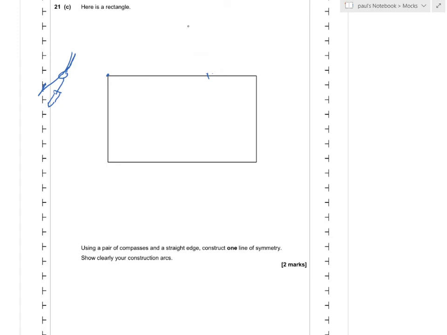So then I'm going to do an arc up there, and then I'm going to put the point there and then my pencil there and do another arc over there and keep everything the same. Yeah, and I'm going to do one the same: point, pencil, arc, point, pencil, arc, and then join them up.